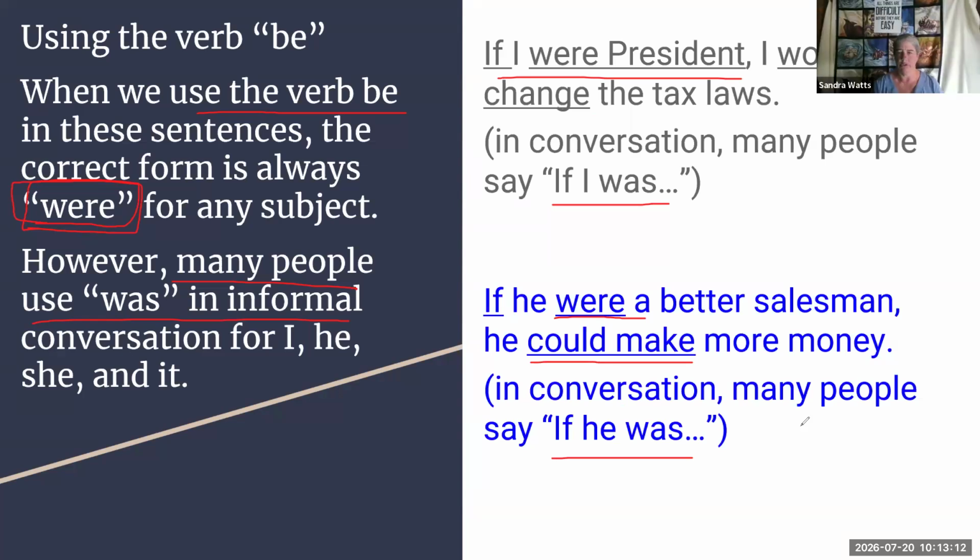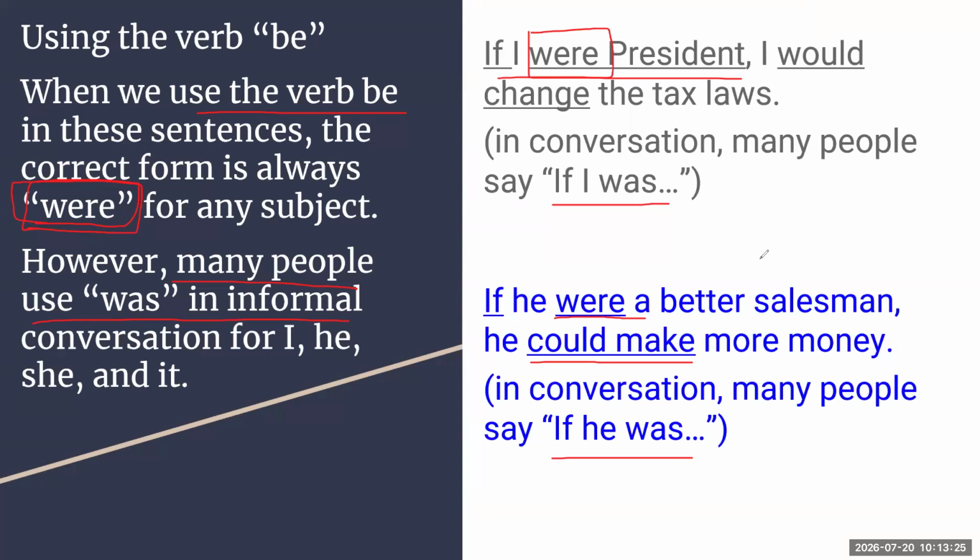So up to you which one you use talking. Again, I am a grammar person, so you're going to hear me say "were" all the time, because grammar's my thing.